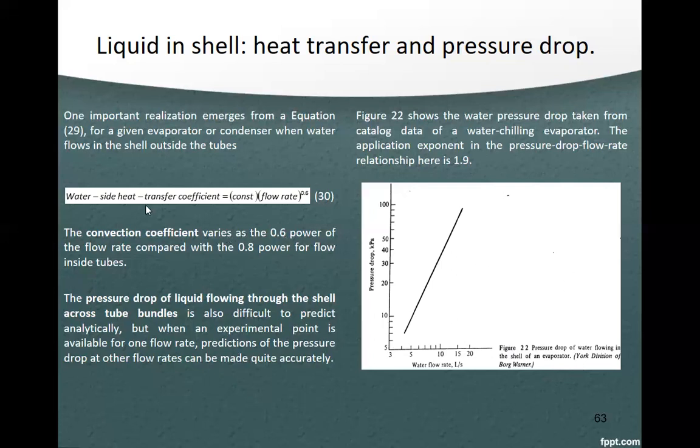So sa catalog to. So pag hindi mo nakuha yung circulation empirical, punta ka sa mga catalog, nakuha mo yung pressure drop doon. Depende kasi sa design niya ng manufacturer.